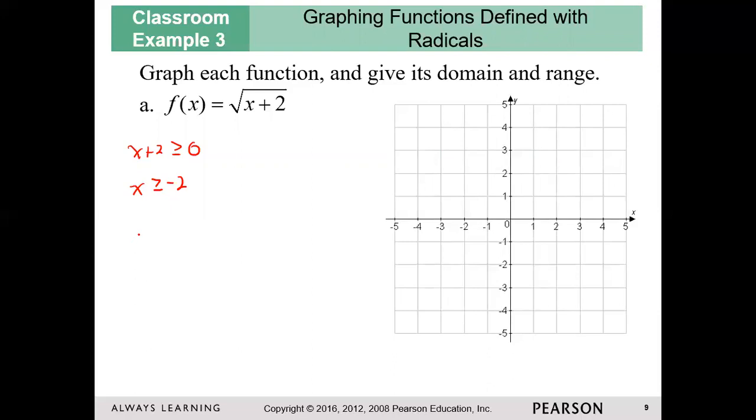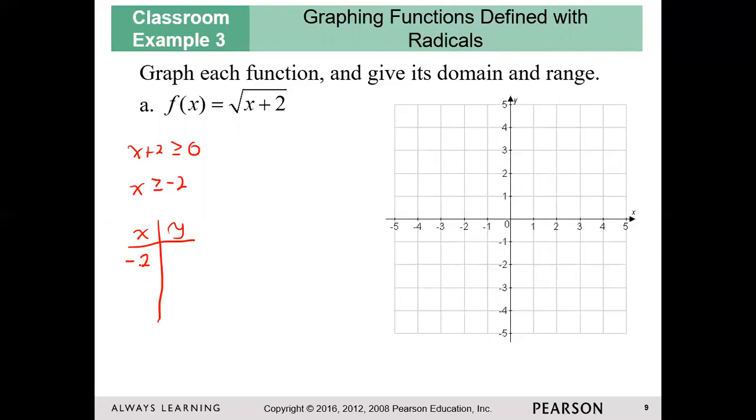So what I'm going to do to graph this function in the path of least resistance is create an XY table. We know that graphing is just a set of ordered pairs. So I'm going to set negative 2 to be my smallest value. I'll eventually substitute that in. And then I'm going to pick other values that are going to be interesting to me.